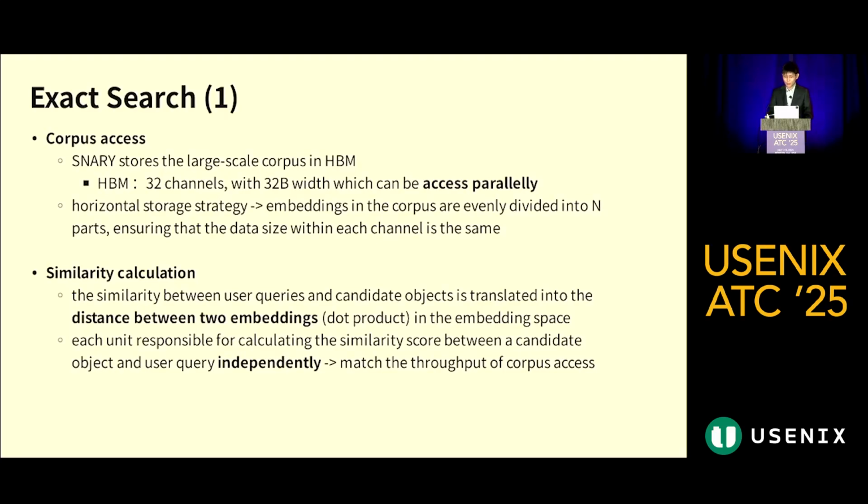Now let's take a closer look at exact search. First, for corpus access, SNARY uses horizontal storage. That is, it splits the embeddings evenly across different channels to maximize the bandwidth. And second, for similarity calculation, parallel units independently compute the dot product. SNARY tunes these units to match the throughput of corpus access. This parallelism minimizes the memory bound latency.